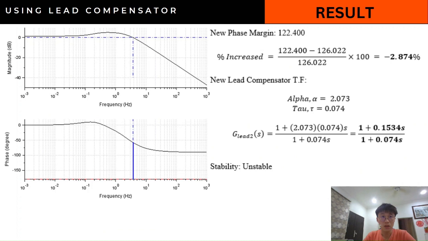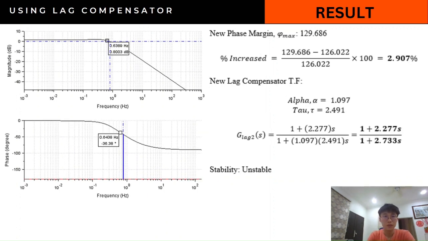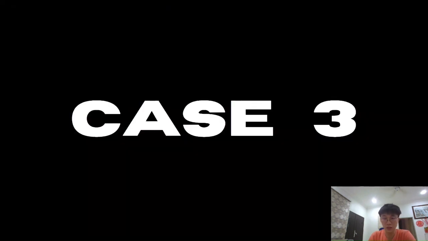Next, the result of lead compensator is the new phase margin is 122.4, and the calculation result is negative 2.874%. For the lag compensator, the new phase margin is 129.686, and the percentage increase is 2.907, which almost reached the ideal percentage increase. So now let us continue to case 3.